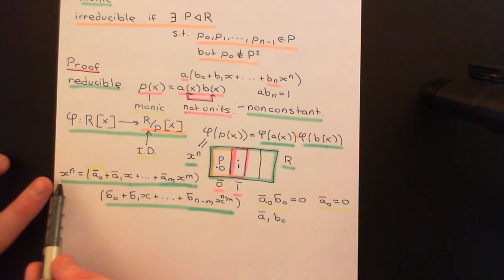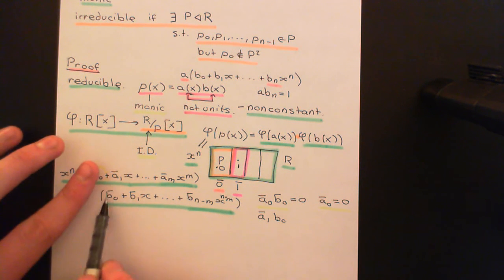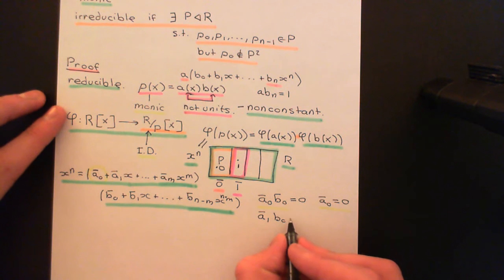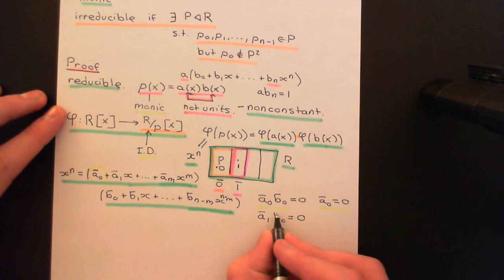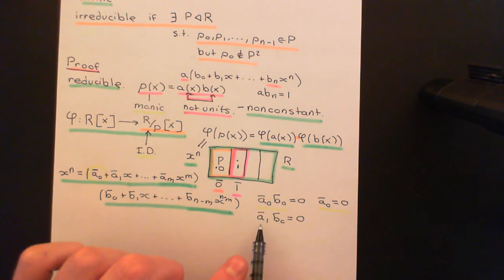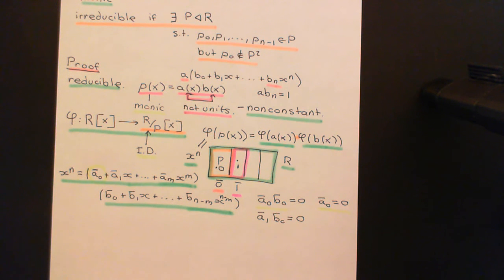We only want the highest degree term to be non-zero. So we want this to be equal to 0, and from that we can conclude that either a1 bar or b0 bar is equal to 0. Now I cannot conclude from that.